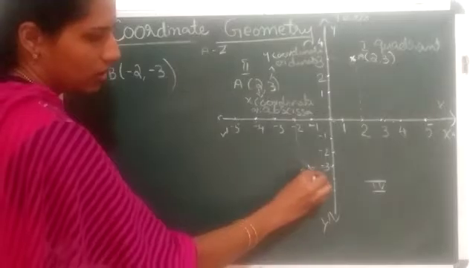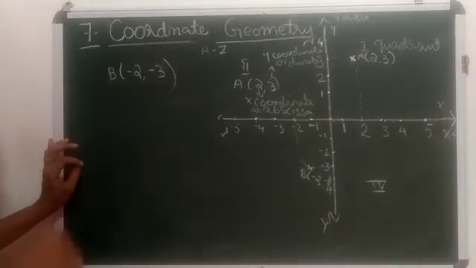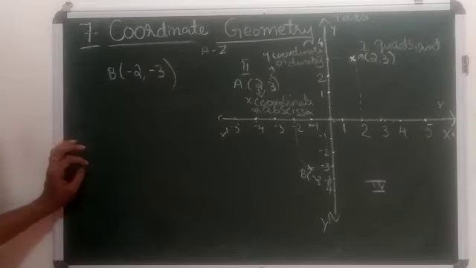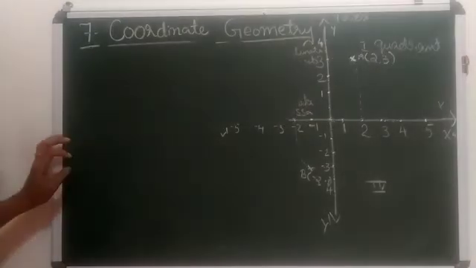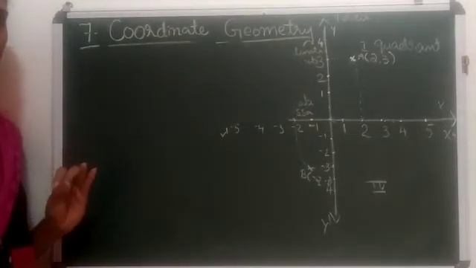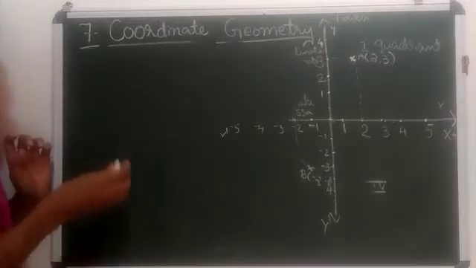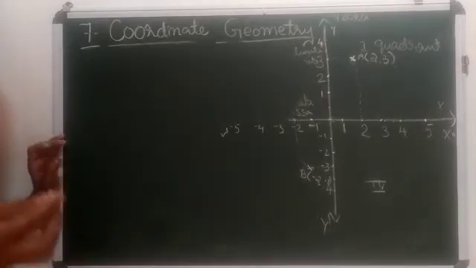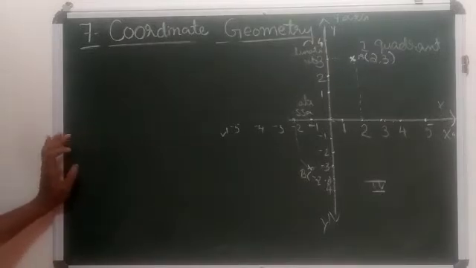This is (b, -2), (-3). Clear? So this is the method of marking a point on the plane. In this chapter we need to study 5 topics: distance formula (there are 2 distance formulas), midpoint formula, section formula and area of triangle. In that, area of triangle is omitted from this year because according to our revised syllabus, there is no area of triangle to study.